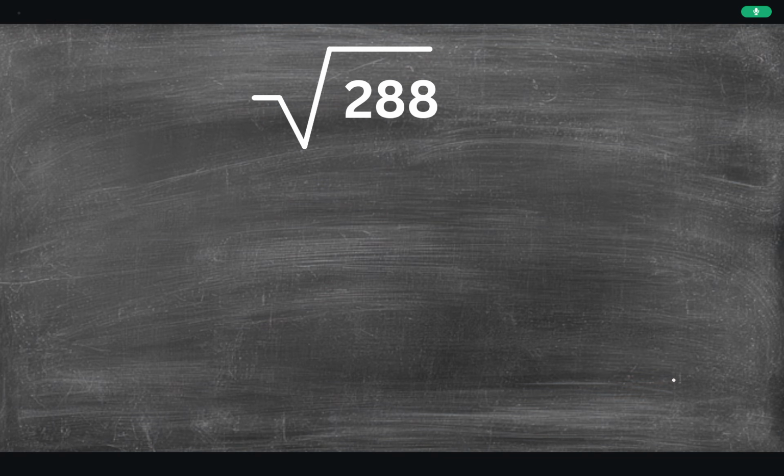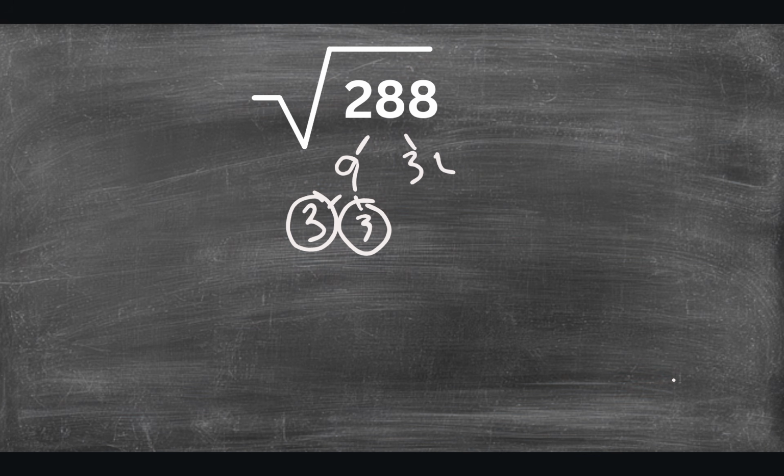Let's simplify square root 288. Let's begin with a factor tree, and this factor tree is fairly involved. We have 9 times 32. Then with the 9, we know we have 3 and 3. And what we're doing is we're getting all of the prime numbers that multiply together for 288.